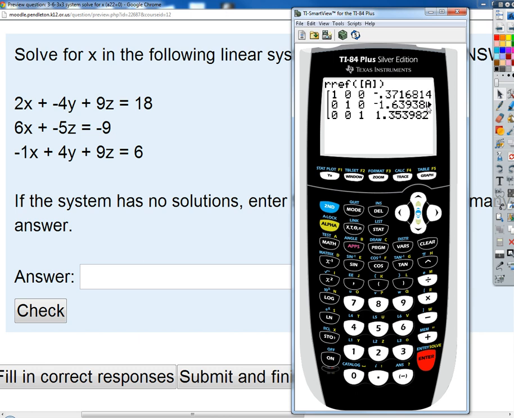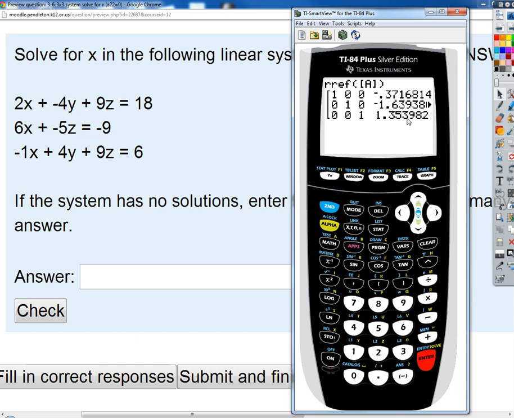The second row gives us the equation 1 times y equals negative 1.639, and so on. So that's telling me the value of y. And the third row is telling me the value of z, right? So that's what we might call a quote-unquote normal answer, an ordered triple: a value of x, value of y, value of z.